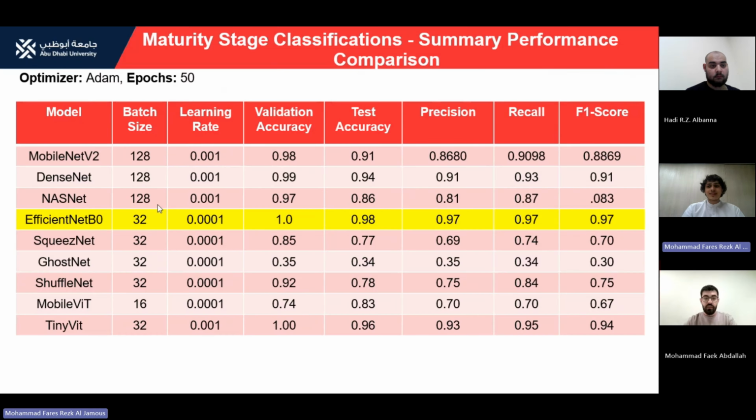We tested 9 different AI models in the exact same way, based on the Adam optimizer and choosing 50 epochs to make it a fair comparison. So finally, we chose EfficientNet B0, which scored an amazing 98% accuracy and 0.97 F1 score.